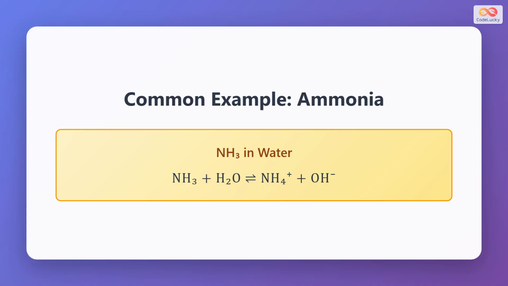Let's look at ammonia, one of the most common weak bases. When ammonia, NH3, dissolves in water, it follows the equation NH3 + H2O ⇌ NH4+ + OH−. Ammonia accepts a proton from water to form ammonium ion and hydroxide ion. Notice that not all ammonia molecules react. Some remain as NH3 in the solution.